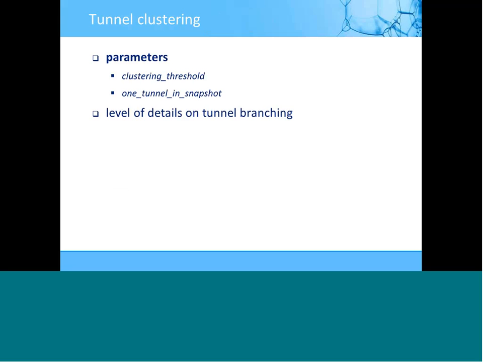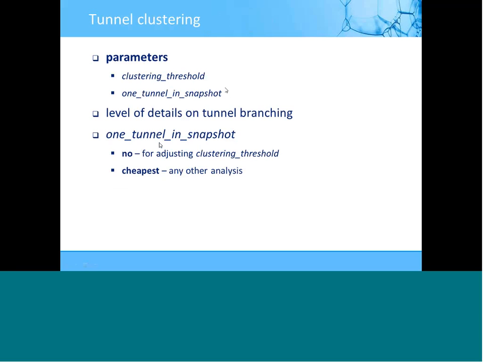The level of the details provided on the tunnel branching is governed by a clustering threshold parameter, and the second parameter, one tunnel in snapshot, defines if we should analyze alternative tunnels or only the most relevant tunnels for each structure.